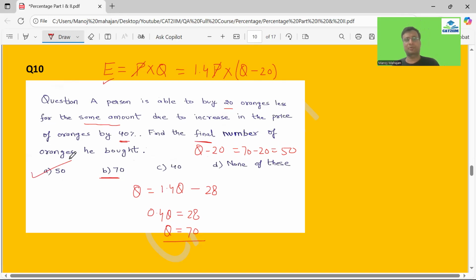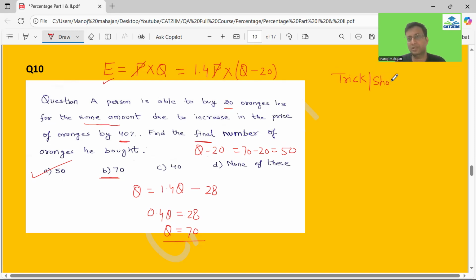So this was a very basic approach, and we are going to do a few more questions on the same lines. But first, I need to teach you the trick shortcut, and then you can look forward to apply. So the trick shortcut is based on the triplet concept, which we have discussed in the percentage 1 video. So let's look at the trick shortcut out here.